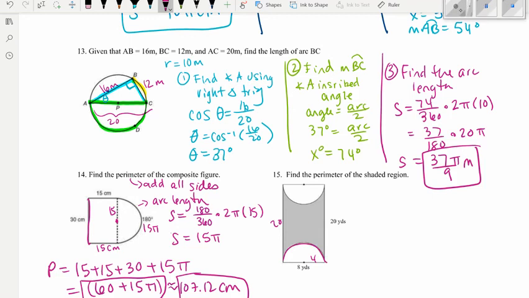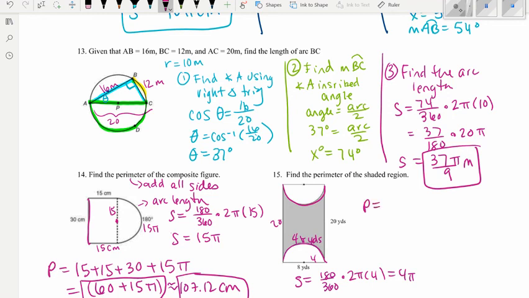So that tells us that we get S equals 180 divided by 360, which of course is 1/2, times 2 pi times r, which is 4. So 1/2 times 2 is just 1, so 4 pi, that's 4 pi yards. So this would be 4 pi yards for the arc length. Same thing here.